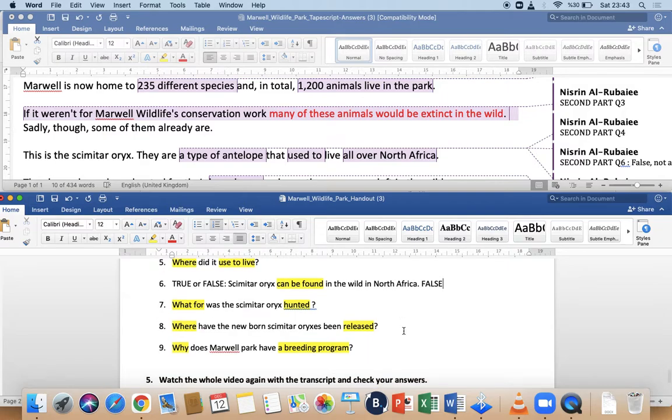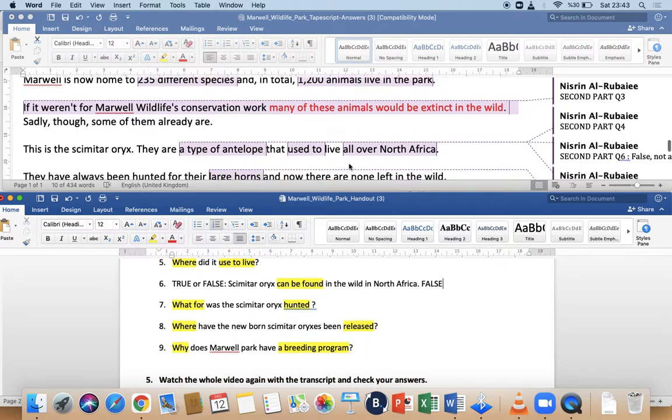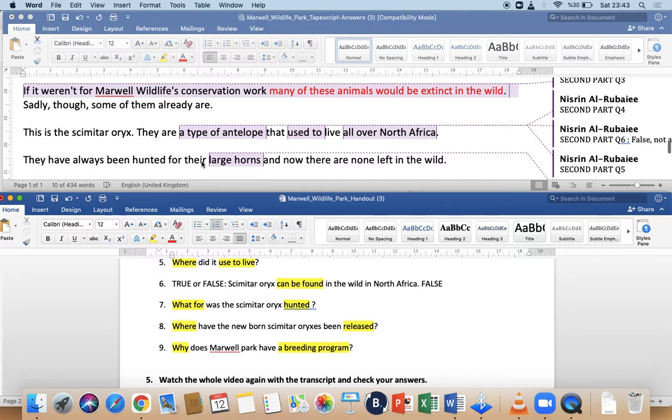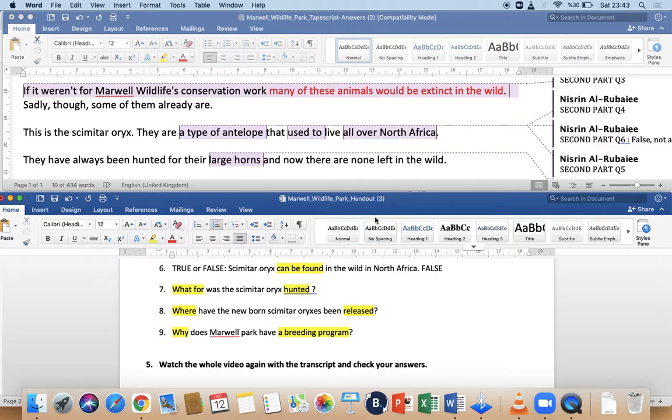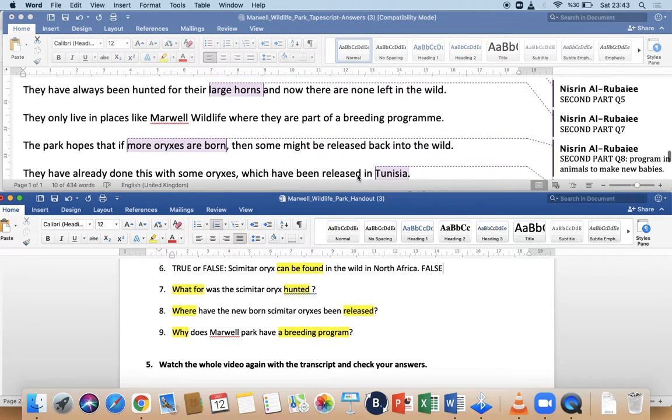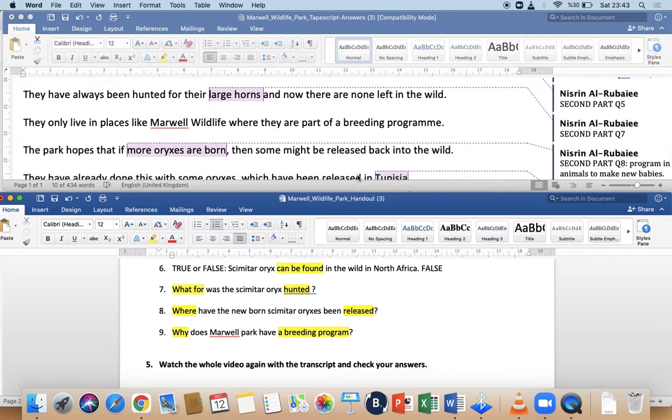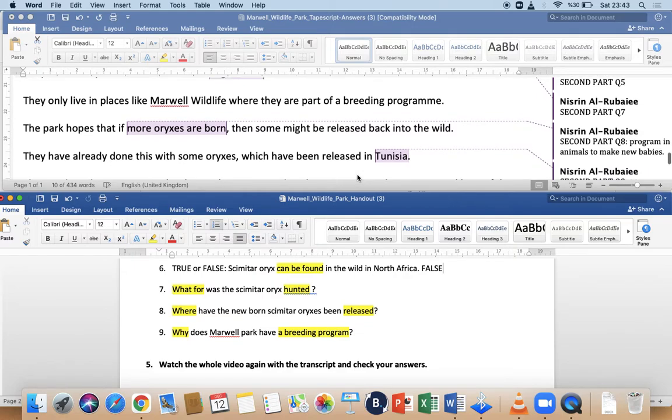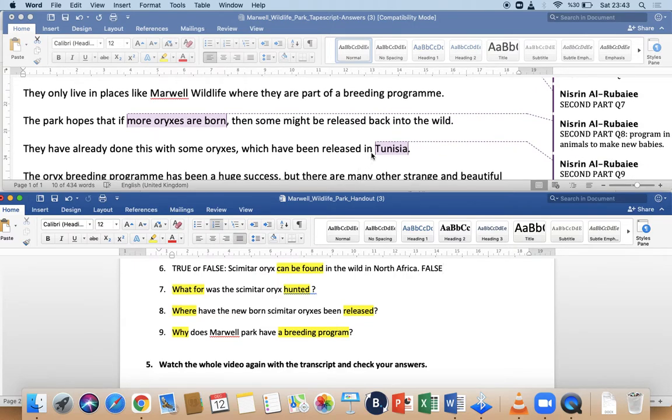Next question, what for was the scimitar oryx hunted? It was hunted for large horns. Where have the newborn scimitar oryxes been released? And in Tunisia. This is the correct answer.